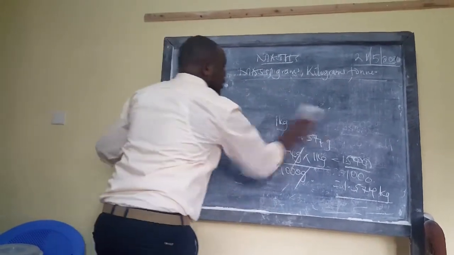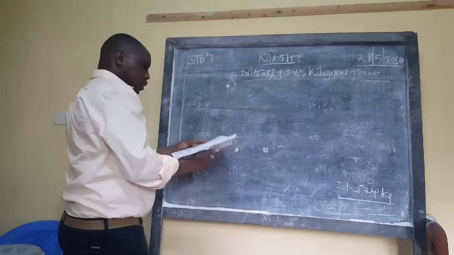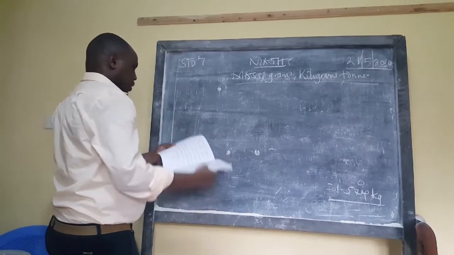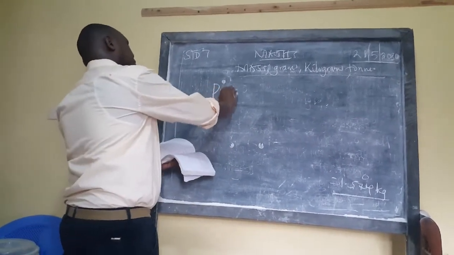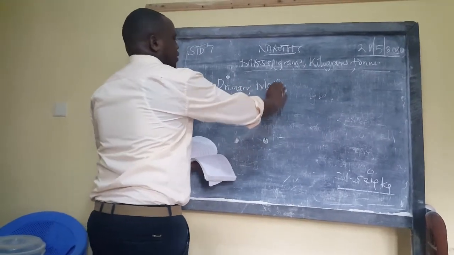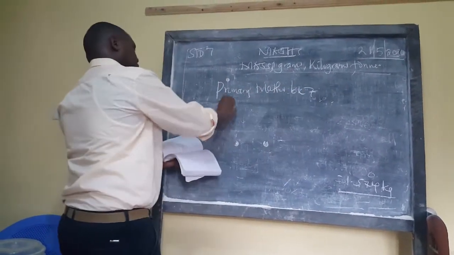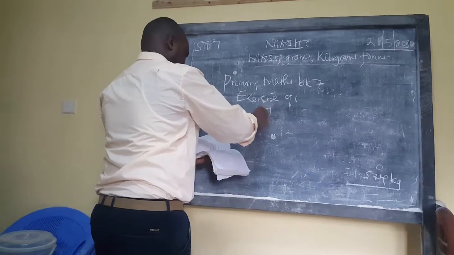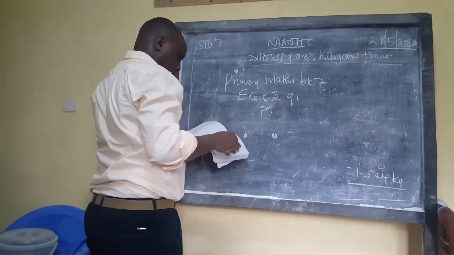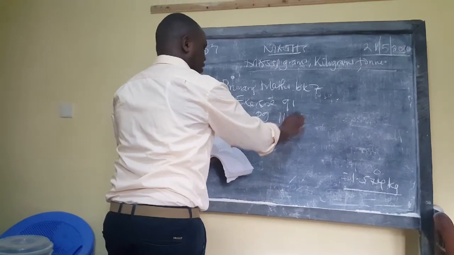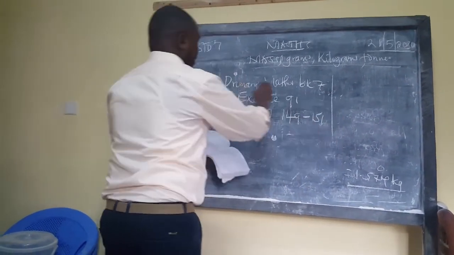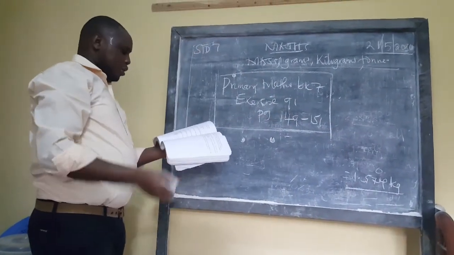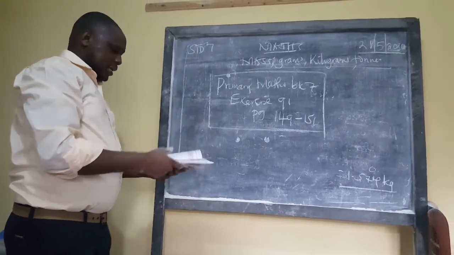So I want to give you some work to do to practice that. I want you to do exercise 91 in Primary Maths, Book 7, on pages 149 through 151. It is a simple one. So kindly do that work. Ensure you use the method so well, the way I've written for you, and then you will not find any difficulties in answering the questions.